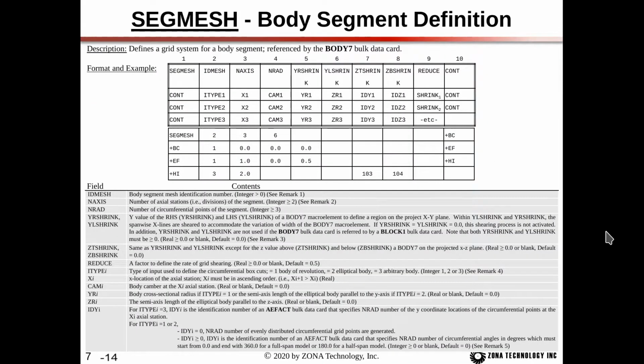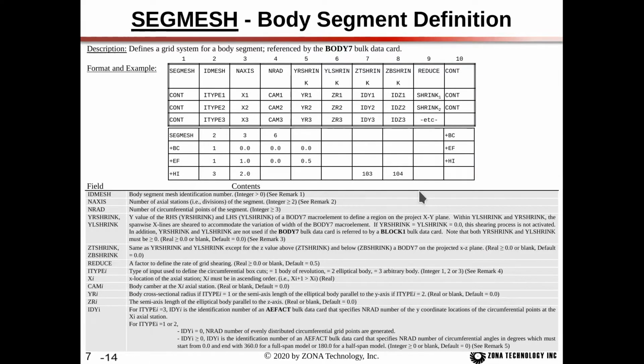Okay, moving on to the SEGMESH. This is the body segment definition of the body 7. So ID mesh is the ID that's referred to by the body 7 card. N-axis is the number of axial stations or divisions of the segment, and N-rad is the number of circumferential points of the segment. The YR shrink and YL shrink allow you to control the sheared grid lines in the resulting body if you want the grid lines to be sheared along the surface of the body.